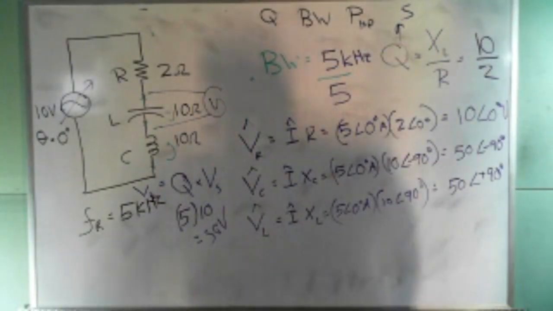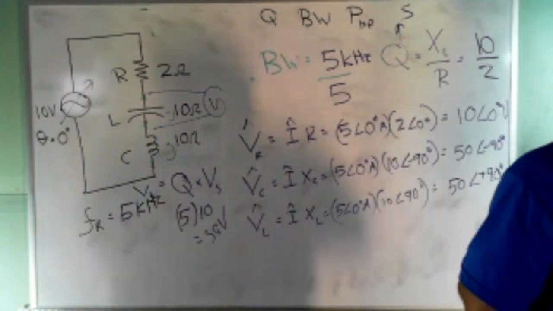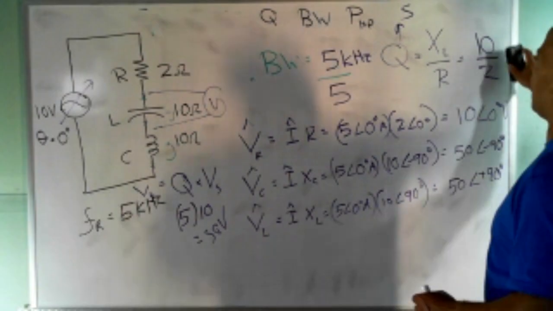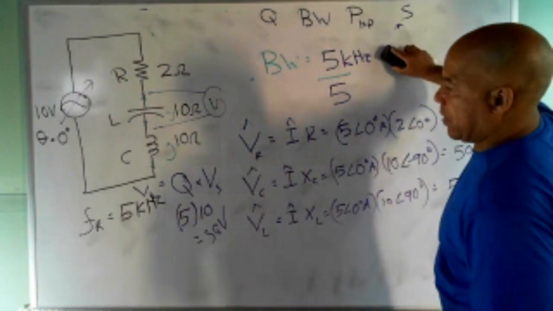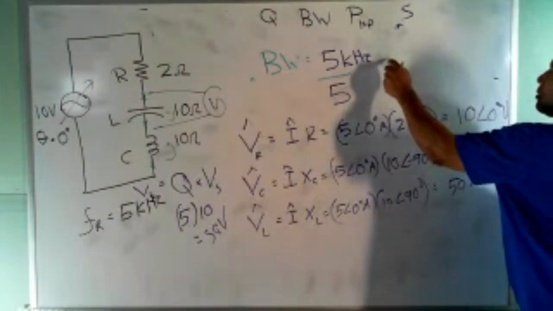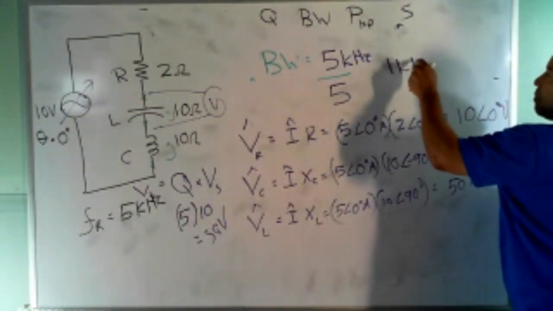So we got all the voltages. We got my Q. We got bandwidth. Is that right? I got 5 kilohertz and 5. So that's 1 kilohertz. So bandwidth is 1 kilohertz.